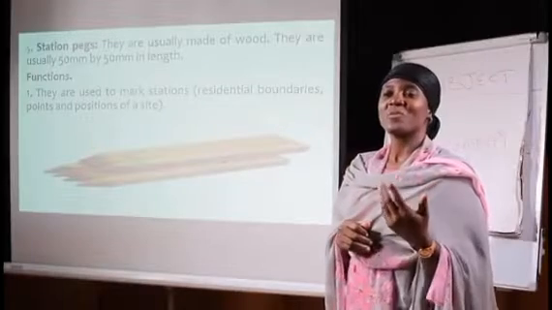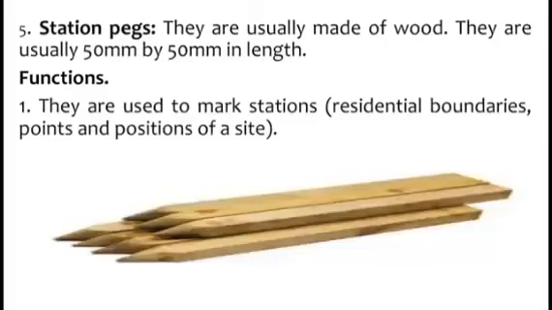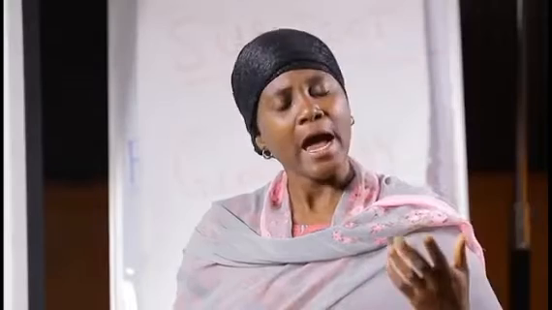I've been mentioning stations. What are these stations? We have residential boundaries, points, and positions of a site. Another example of a station is when you see construction work going on. For example, in the construction of gutters or culverts, they take measurements of the length or the width of such gutters, and they have this wood that they place on one side and the other to give them an accurate measurement of the area that they're going to build this gutter on. That is what the station peg is all about.